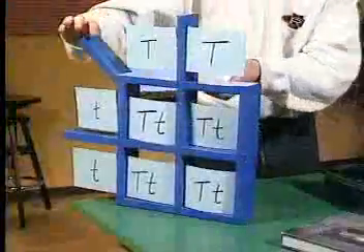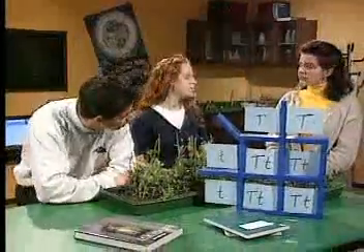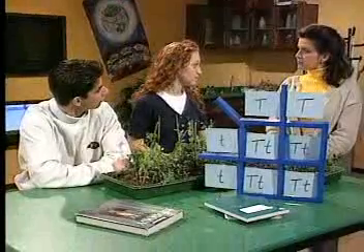Here's the completed Punnett square of our project. We predict that all the offspring will be heterozygous for plant height. Because the tall allele is dominant, all the F1 generation will have the same phenotype. They'll all be tall plants. You're right.